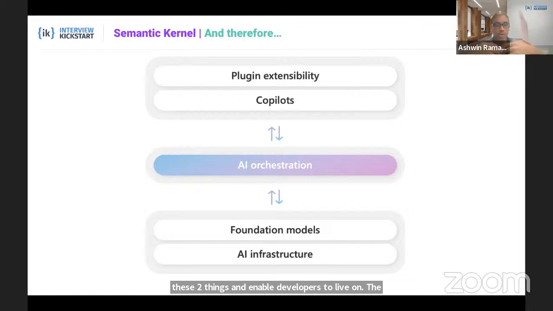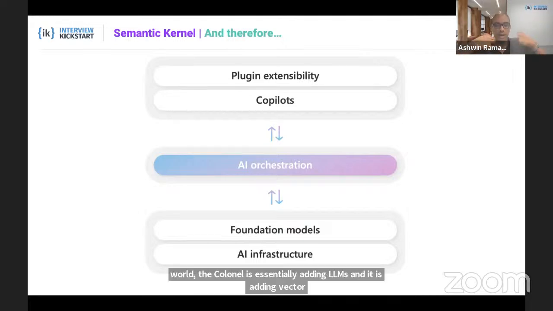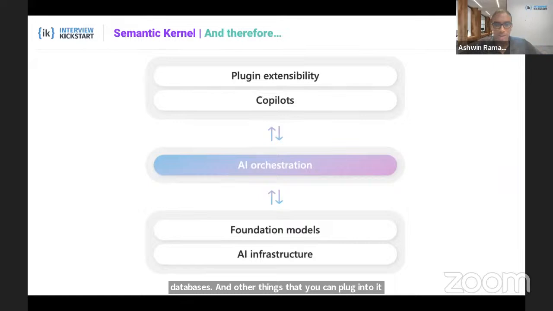Otherwise, if this orchestration layer didn't exist, people had to go back and forth between these two layers, and it gets very confusing, right? So they created a clear separation, and this clear separation, this AI orchestration, is what they call the semantic kernel, right? And a kernel from the Unix world is something that's just like an orchestrator. It's empty when you start off, and then you add more things into it, processes and memory and threading and all of that. And in this case, they called it the semantic kernel because in a semantic world, the kernel is essentially adding LLMs and it is adding vector databases and other things that you can plug into it and run your apps, right? So that essentially is the semantic kernel.